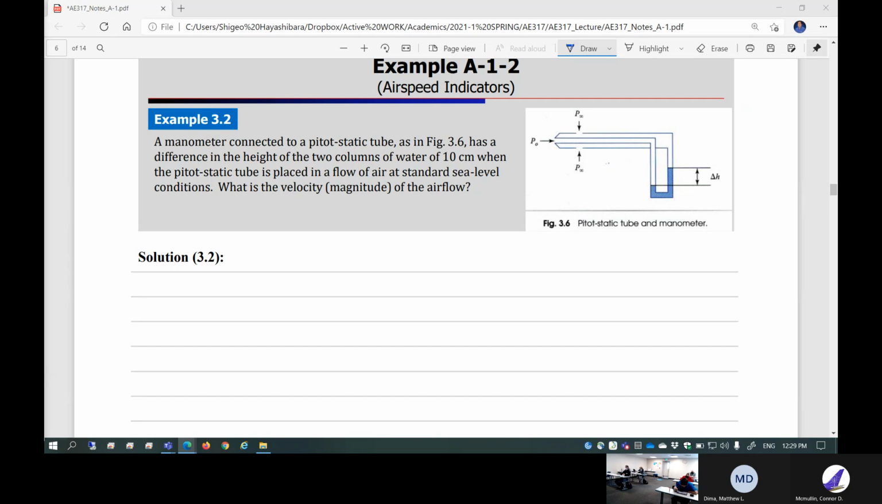Okay. So example A12. Let's take a look. A manometer connected to a pitot-static tube, as shown in figure 3.6, has a difference in the height of the two columns of water of 10 centimeters when the pitot-static tube is placed in a flow of air at the standard sea level conditions. So it's quite important. This textbook actually loosely used this kind of term, air at the standard sea level conditions. I don't like this actually.